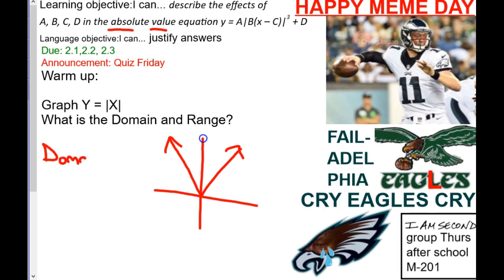So domain is left to right. Does everyone agree it goes left forever and right forever? So what should I write right here? Negative infinity to positive infinity, right? So negative infinity to positive infinity.